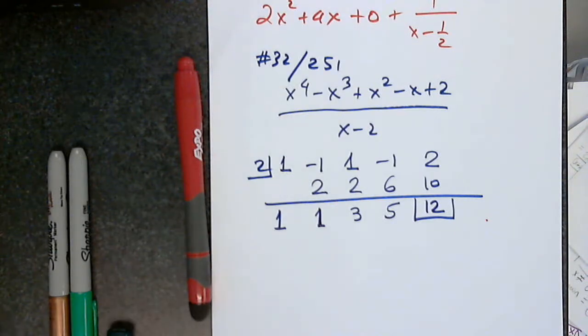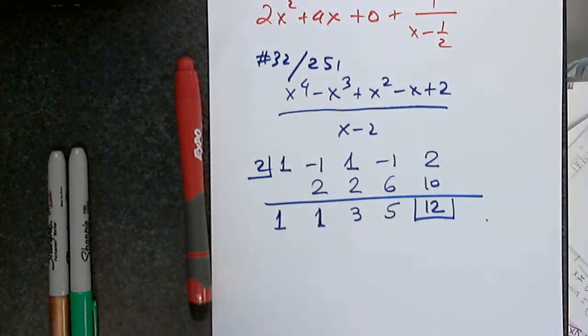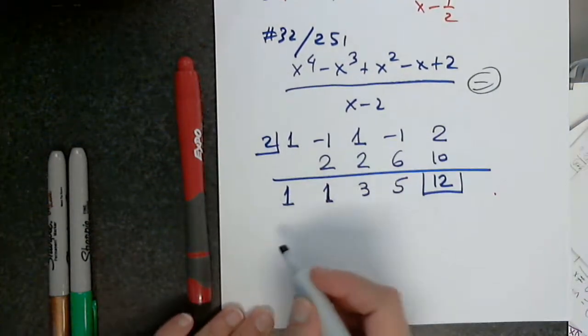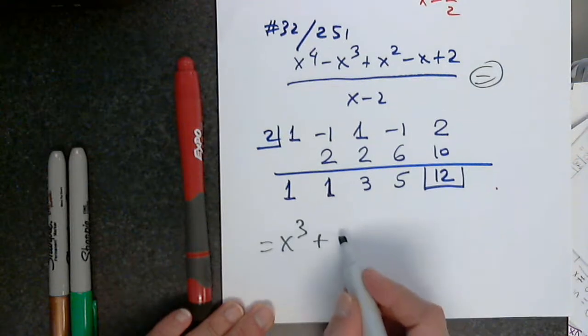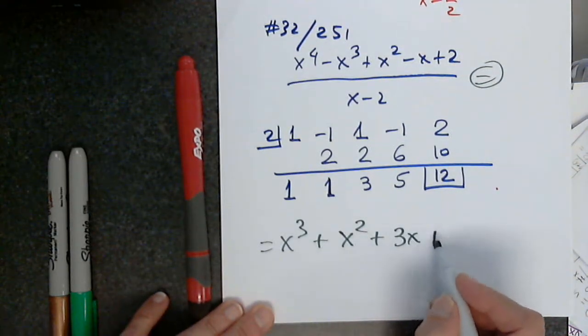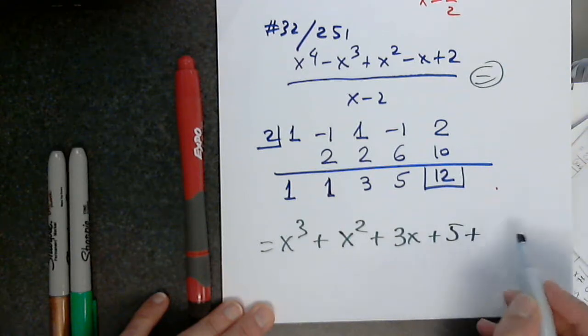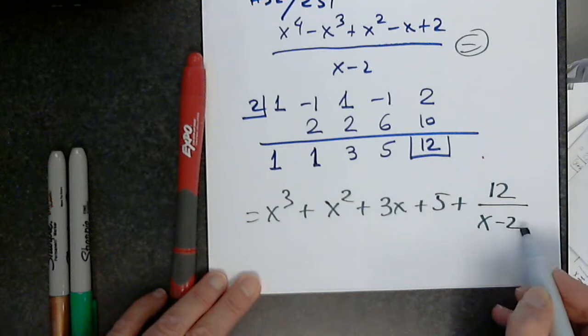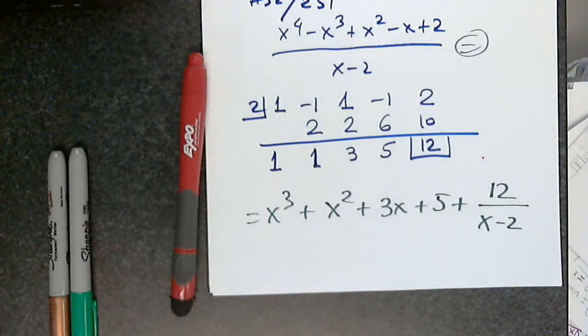I divide degree 4 by degree 1. What will be the answer? X cubed minus... Very good. So the answer will be x cubed plus x squared plus 3x plus 5 plus 12 over x minus 2. Very good. Alright, awesome. I like that.